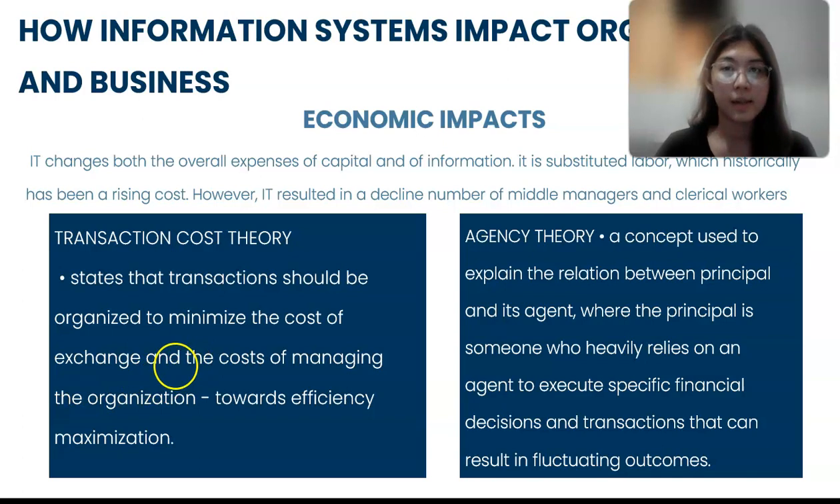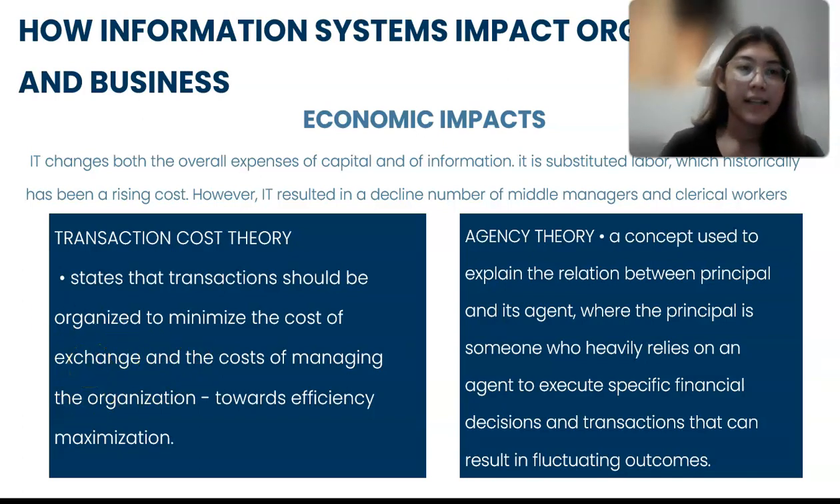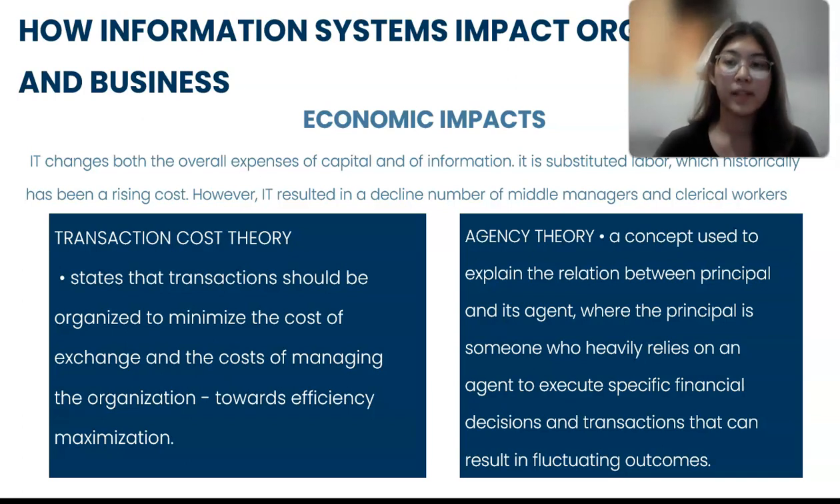How information systems impact organization and business. IT changes both the overall expense of capital and information. It substituted labor, which historically has been a rising cost. However, IT resulted in a declined number of middle managers and clerical workers. While the IT industry is growing, the labor and hiring production is reducing. However, on a good note, the employees' credentials are also improving.